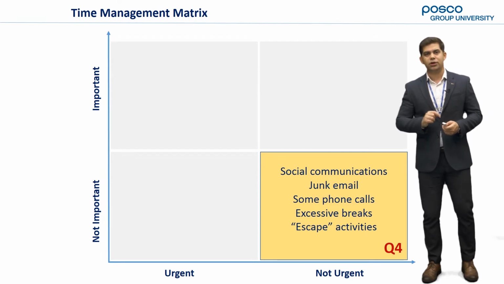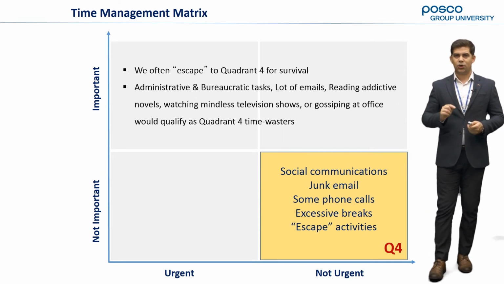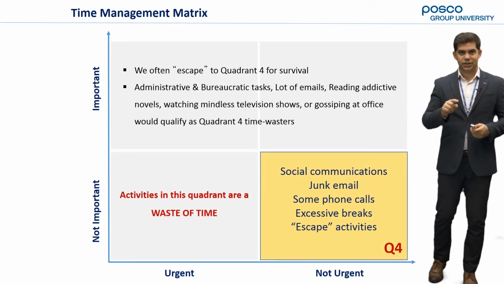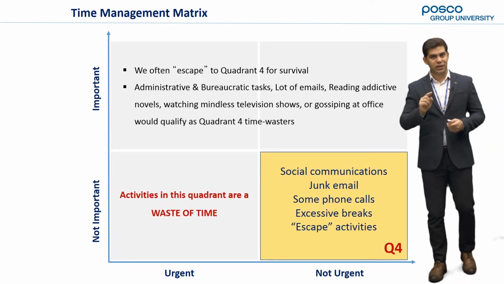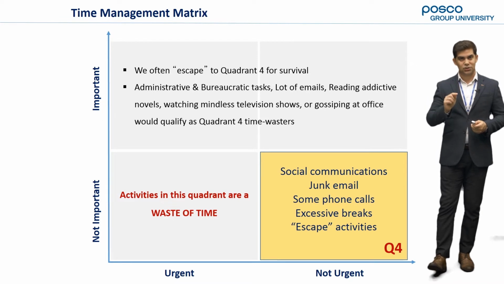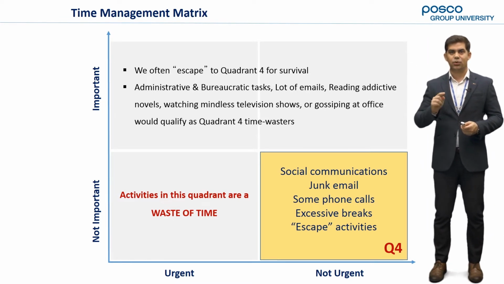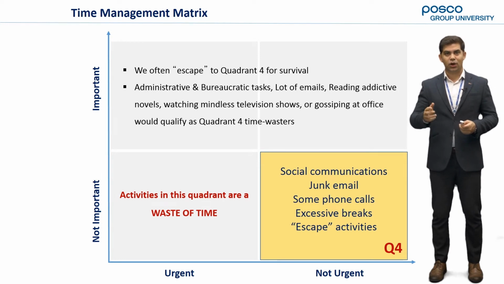Now, moving to Quadrant Number 4, this is the quadrant which is not important and not urgent. And even though we know that there are a lot of things that fall in this Quadrant Number 4, we still choose to do it, and at the end of the day, we kind of regret that we do not have time to do a lot of critical things.